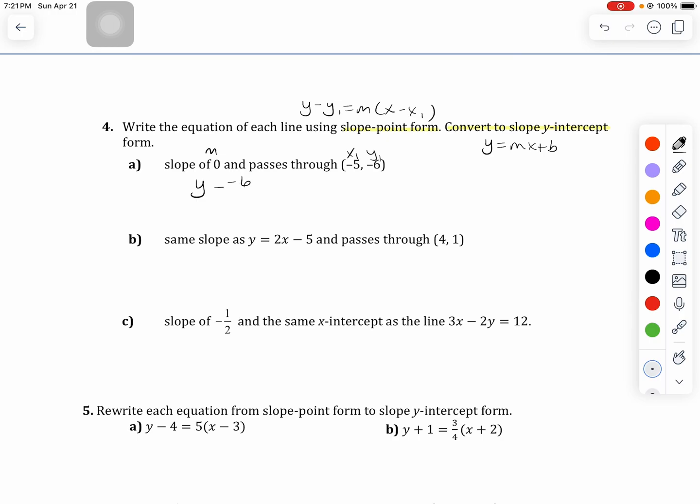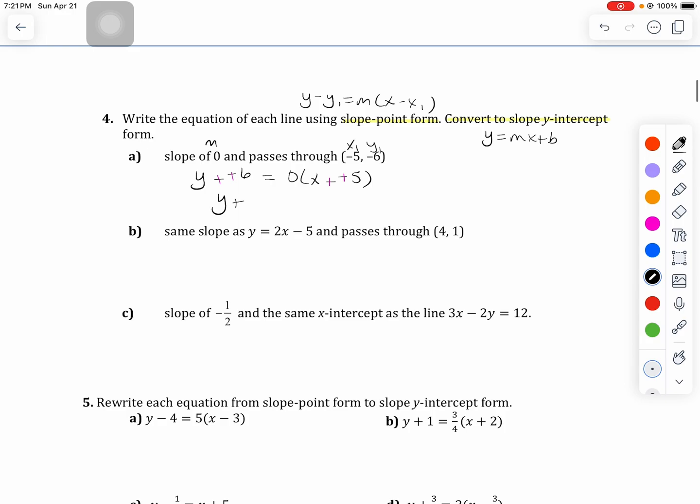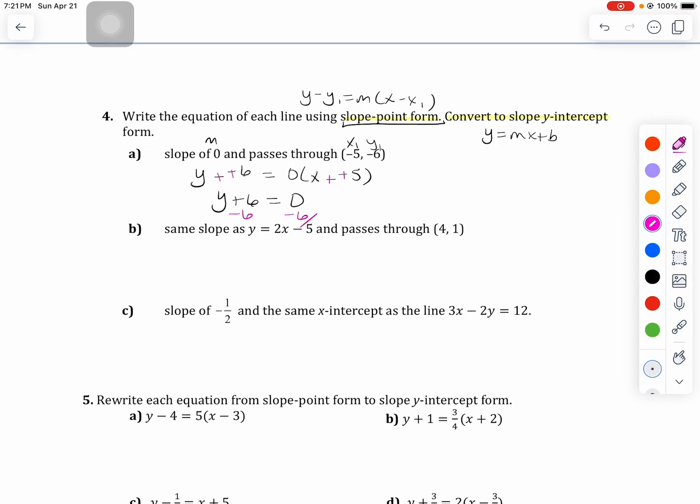Y minus negative 6 is 0 times x minus negative 5. These two negatives make a positive. And we get y plus 6 is equal to, well, 0. 0 times anything is 0. So there's our equation in slope point form. But then if we want to change it to slope y-intercept form, we're going to subtract the 6 from both sides. And we end up here with y equals negative 6.